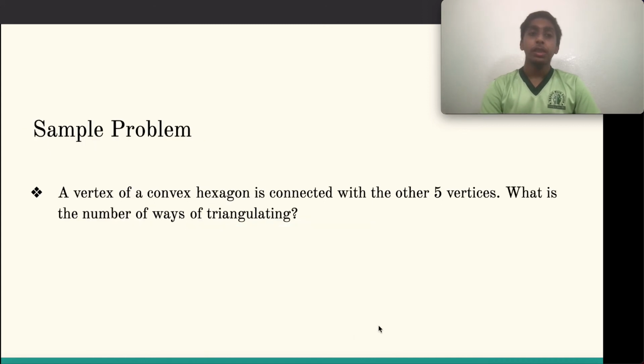Okay, so let's go into a sample problem. A vertex of a convex hexagon is connected with the other 5 vertices. What is the number of ways of triangulating? Okay, so note the pertinent info. There are 6 sides, and you know this. So based on that, it's pretty easy to solve all the rest if you plug it into the right formula. So go ahead, pause the video, and try to solve this one.